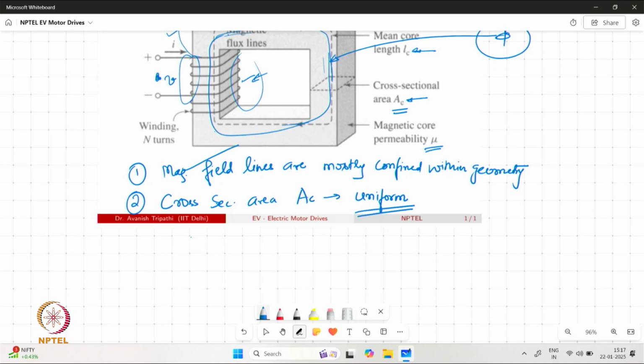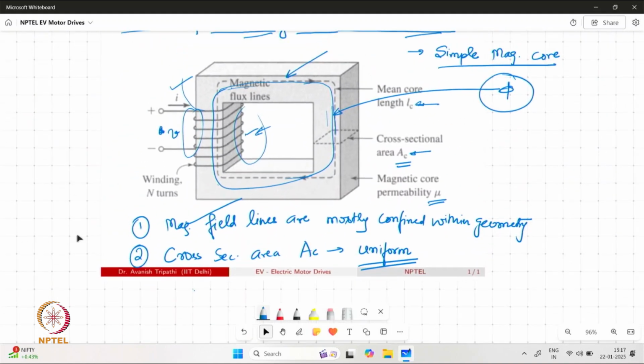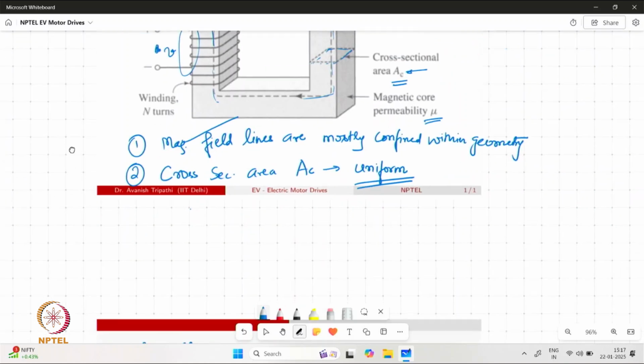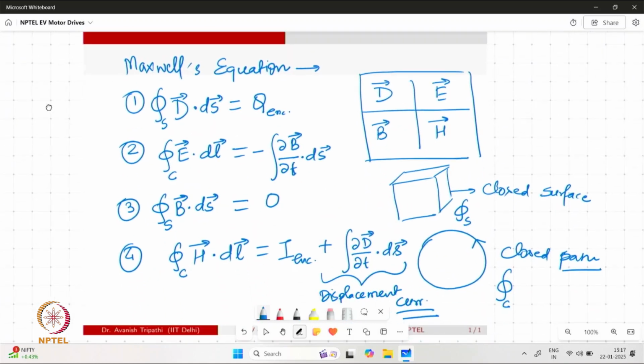Now, with these two assumptions, I can basically take a closed path, a closed contour within this core. Say, for example, this dotted line is shown over here, and I can have a surface which is correlating to this contour. And I can apply the third and fourth equations which are shown over here.